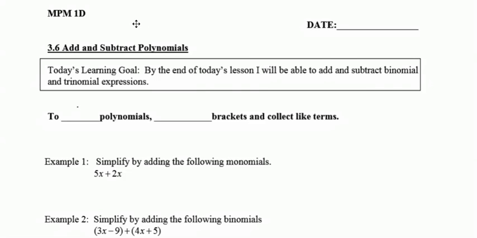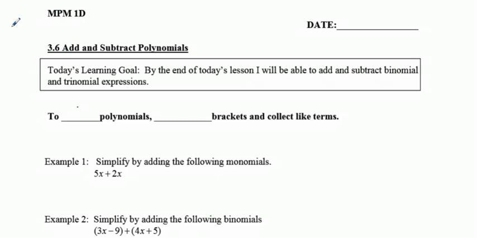Okay, this is lesson 3.6, Add and Subtract Polynomials. By the end of the lesson, you should be able to add and subtract binomial and trinomial expressions. These are very uncomplicated expressions, and the rules are for the uncomplicated binomial and trinomial expressions.